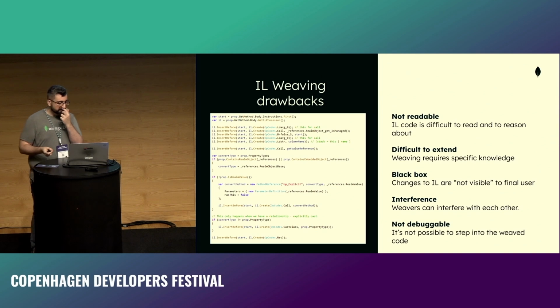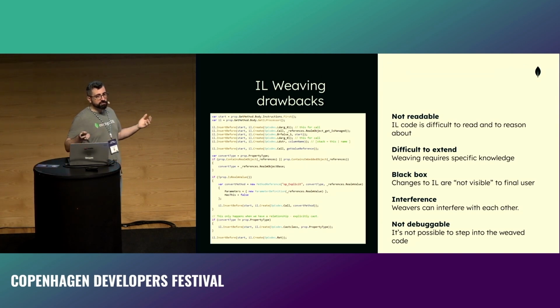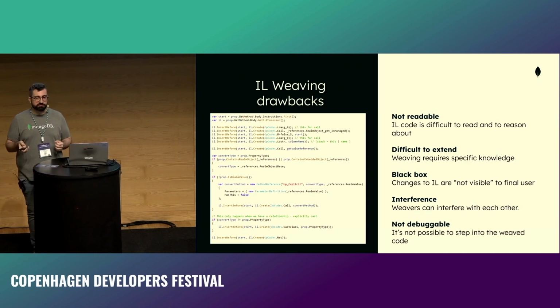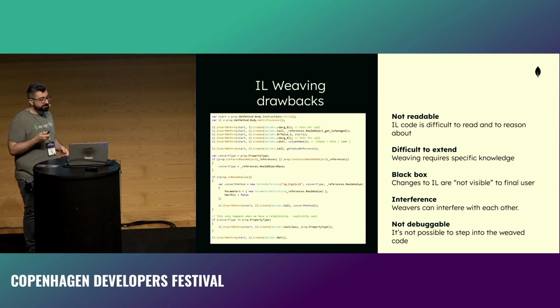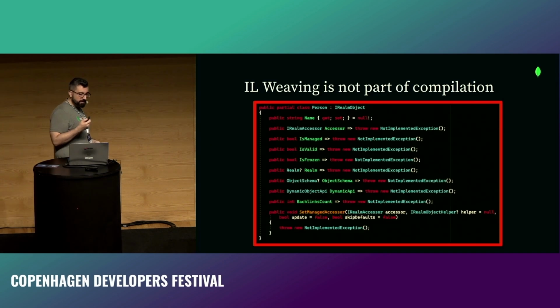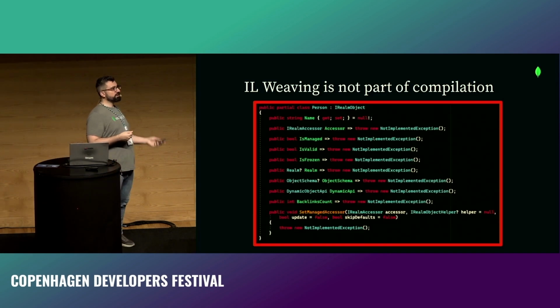Another problem is that essentially this is not debuggable. It's not debuggable because this happens after compilation. Your IDE has no idea what has happened. And also, it could leave your code in a state where if you run it, you will start getting strange errors. Okay, there is another big issue with weaving, which is that weaving is not part of compilation.